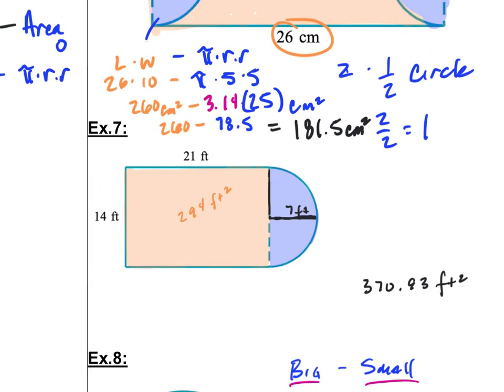Okay, so what I'm hoping you see is you're just adding two things. You're going to add the rectangle. So we're going to take the area of the rectangle and we're going to add the area of the half circle. Okay, so we've got to plug in the formula, which for the rectangle is length times width, and it's 21 by 14, right?